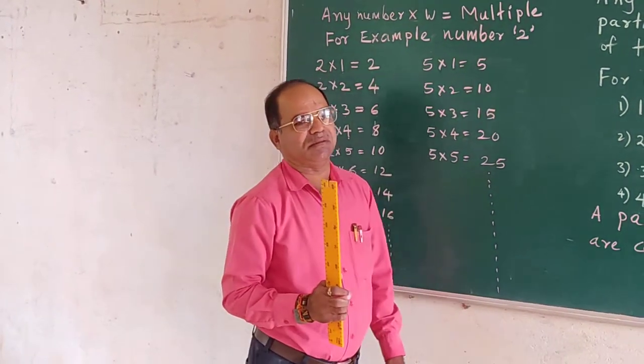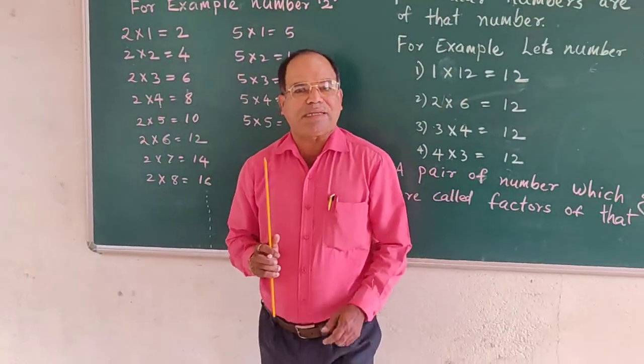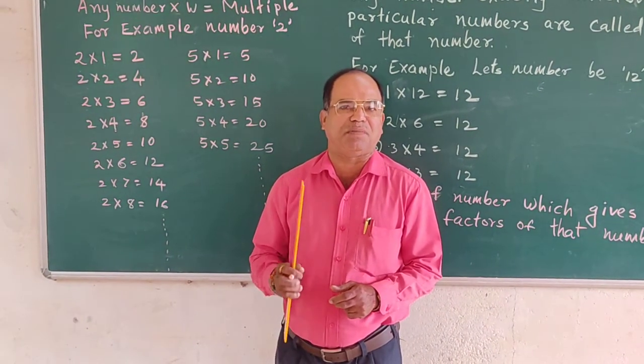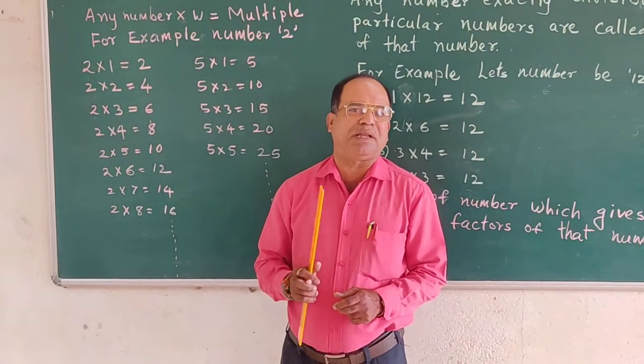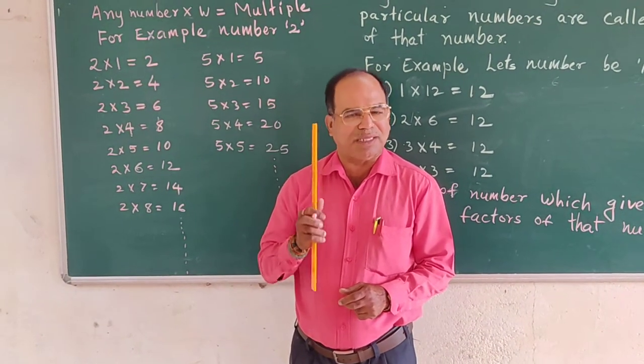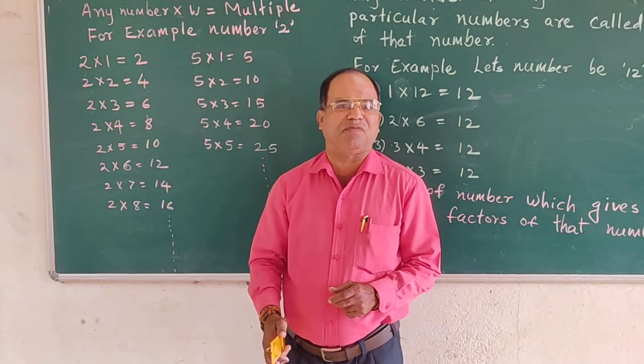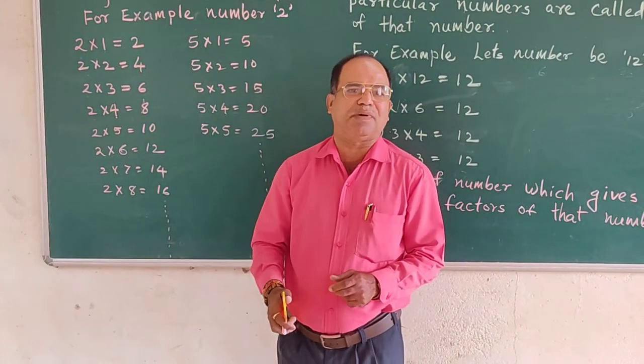One more thing to keep in mind: whatever table you know, table of 2, table of 3, table of 4, table of 5, all are the multiples of that number. So in table 3, all are multiples of 3. In table 5, all are multiples of 5. In table 6, all are multiples of 6.